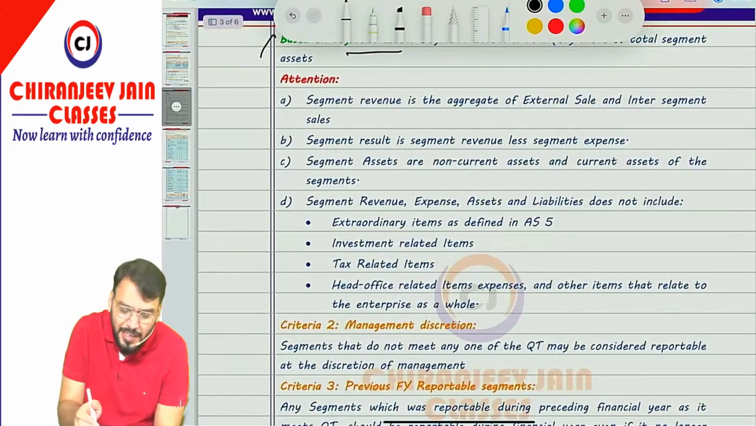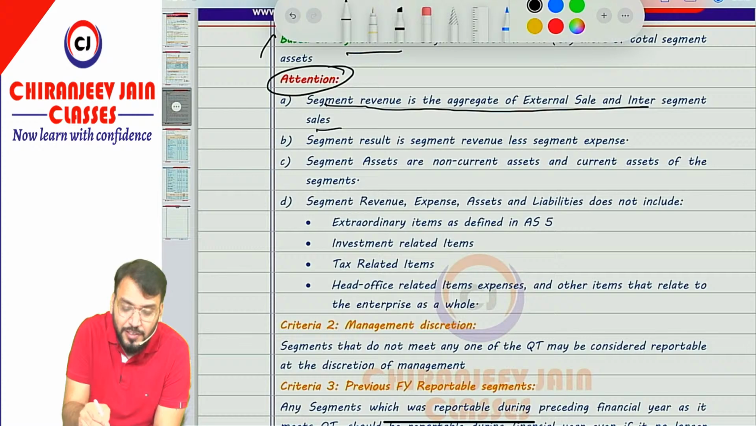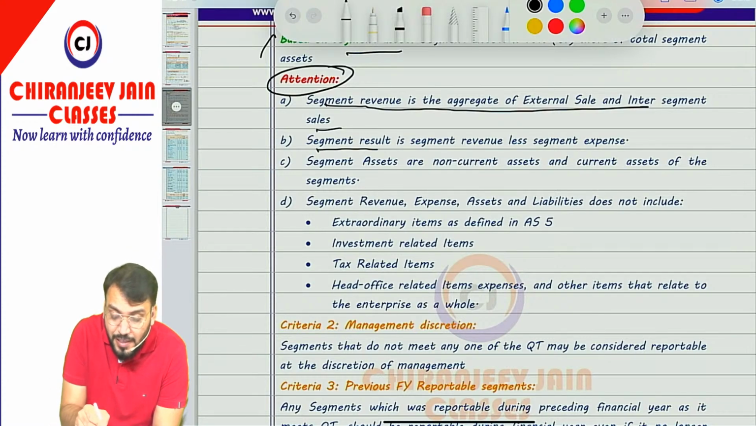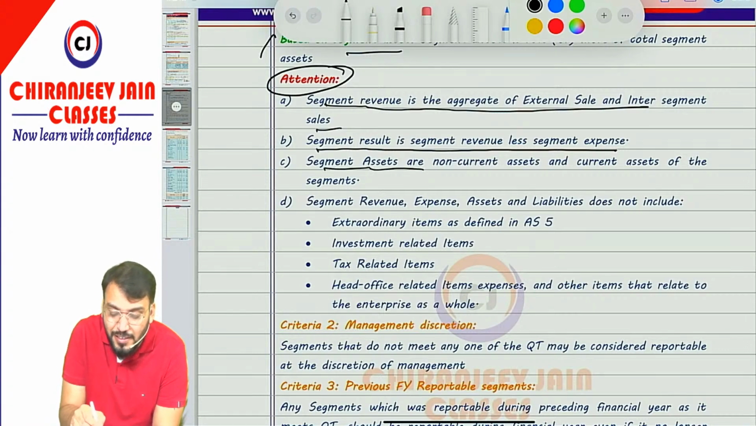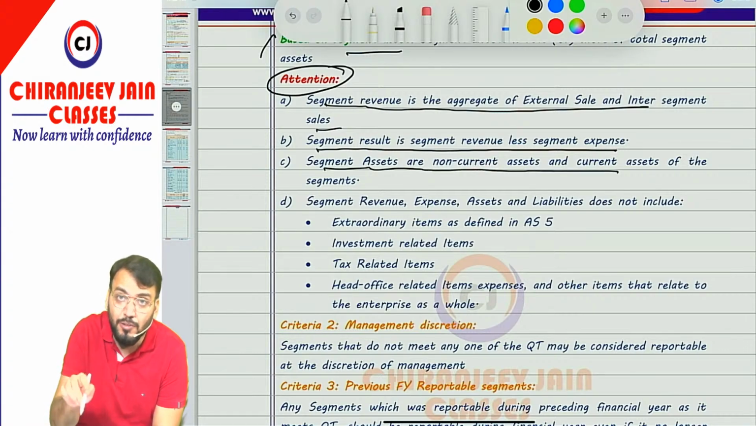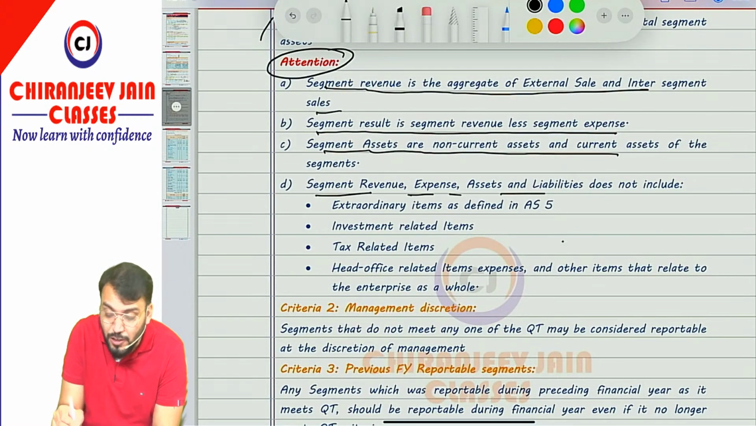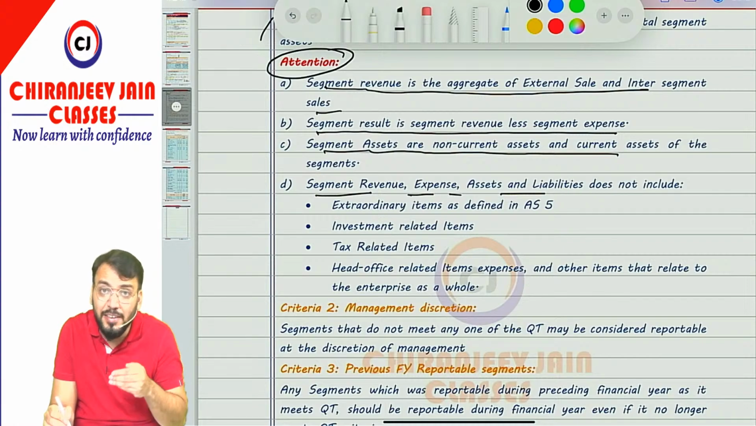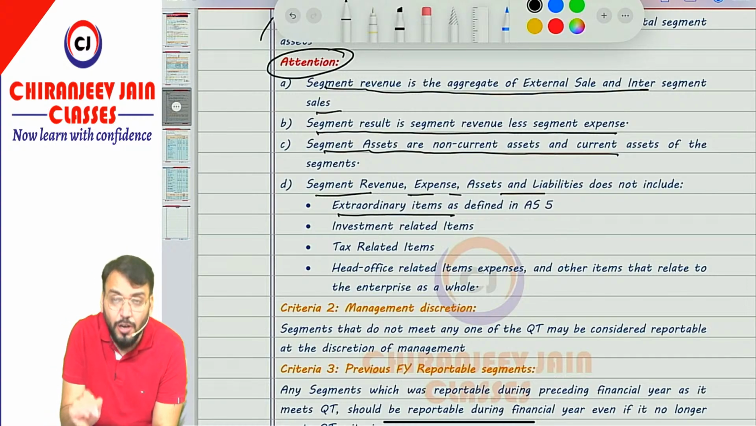There are some clarifications given. Segment revenue is the aggregate of external sale and inter-segment sale. Already I have informed. Segment result is the segment revenue less segment expense. Already I have informed. Segment asset is nothing but non-current asset and current asset of that particular segment. Already I have informed. Now, segment revenue, expense, asset, liability will not include the following. Whenever you are identifying revenue, result, asset or liability for a particular segment, do not consider the following items. Extraordinary items will not be considered. Investment related items mean all investment or investment income will not be considered.